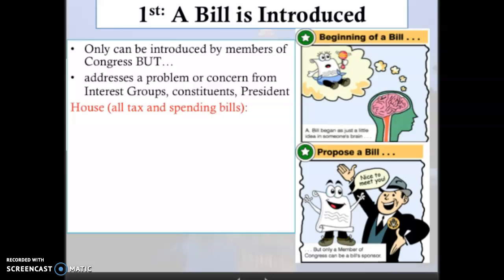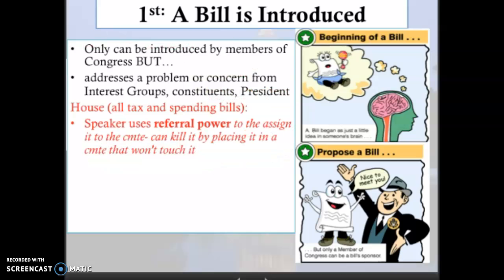If it is a bill dealing with taxing or spending, it must be initiated by the House of Representatives. Okay, a bill dealing with spending or taxing cannot be introduced in the Senate. It has to start in the House, then it goes to the Senate, but it cannot be reversed in order.